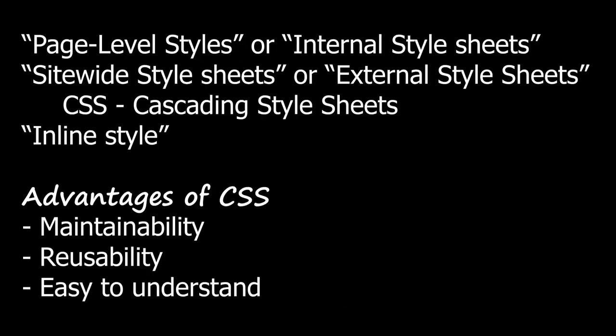Last session we saw about style sheets: internal style sheets and external style sheets. An internal style sheet means page-level styles, and an external style sheet is a site-wide style sheet. Then inline style, where the style is applied on that particular line. Site-wide style sheet, cascading style sheet, and external style sheet are all the same.